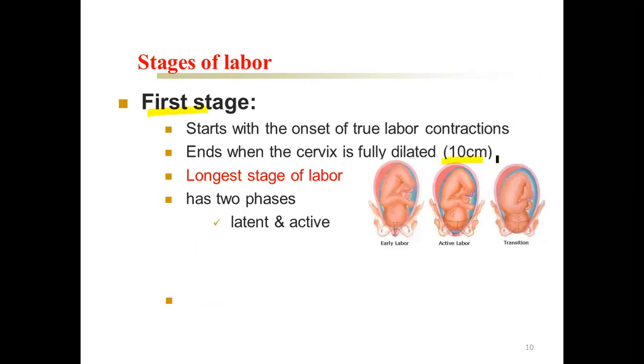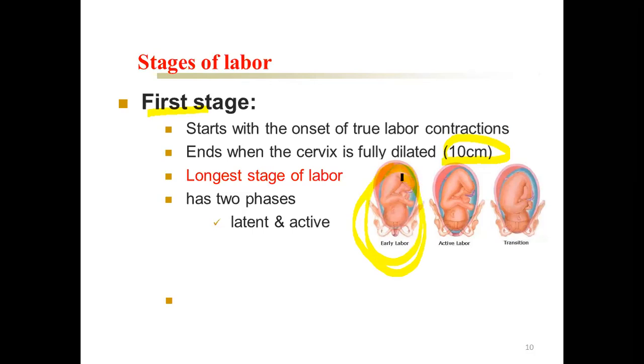Normally, when do we say the cervix is fully dilated? It is supposed to be widened to a minimum of 10 centimeters. So this is the longest stage of labor. Have you seen this normal presentation during labor? So we're expecting this presentation.